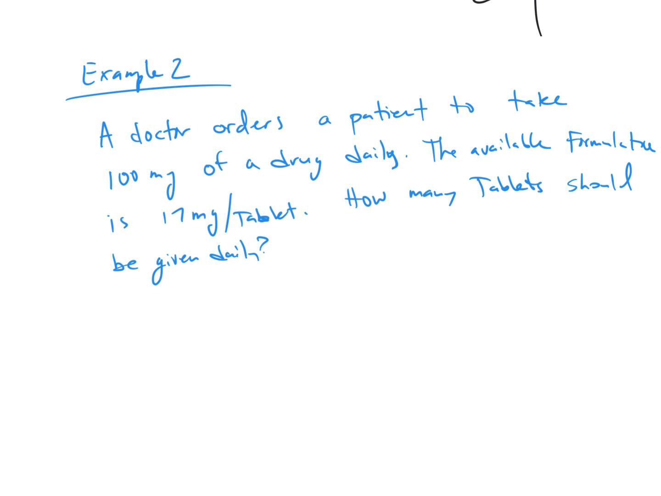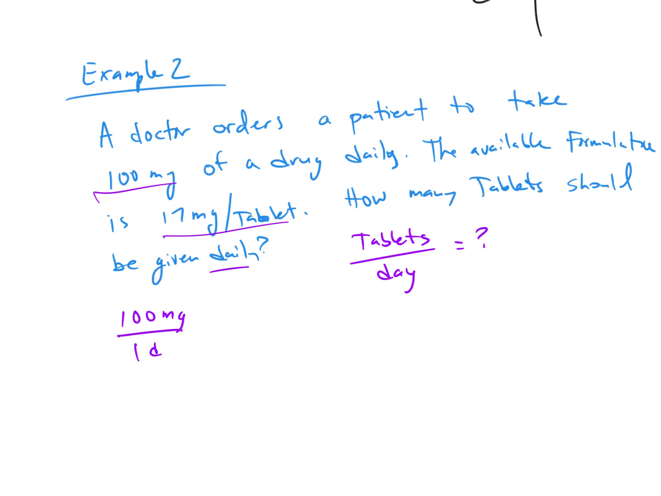All right. So what's our first step? What are we looking for? Tablets per day. Right? That's what I'm looking for. Those are my units. What do I know? Two things. I know the doctor ordered me to have the patient to have 100 milligrams per 1 day.